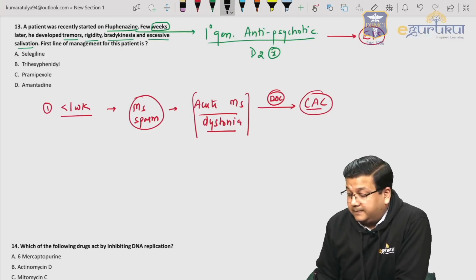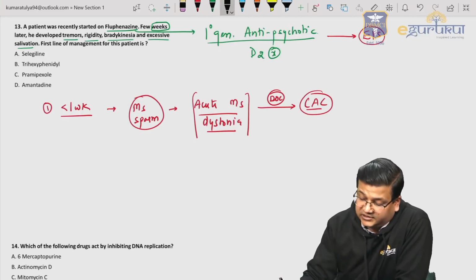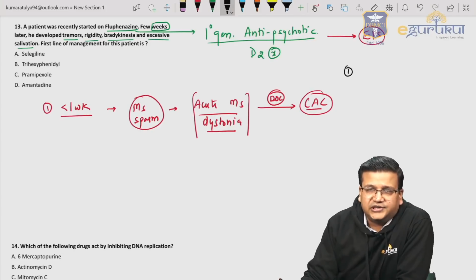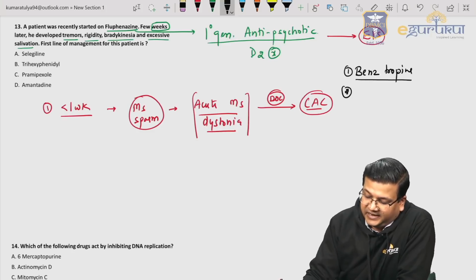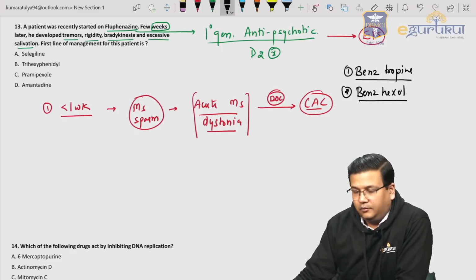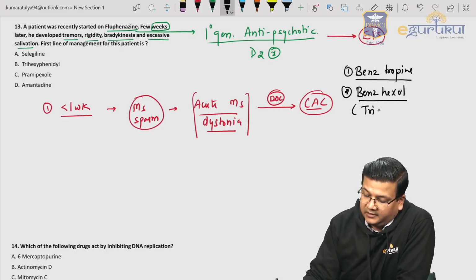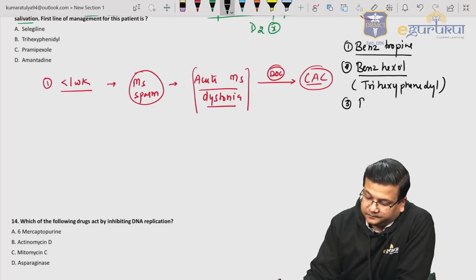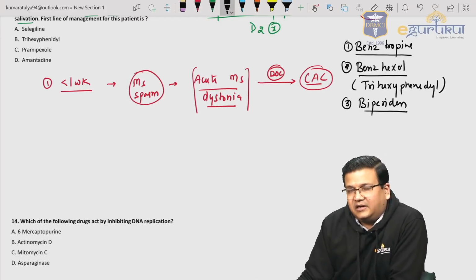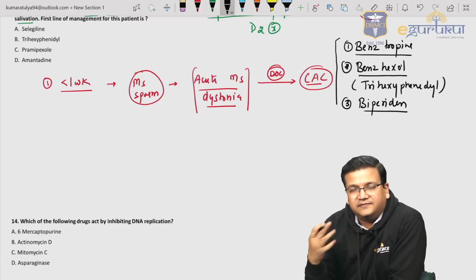Now which drugs should be remembered when we talk of centrally acting anticholinergics? Number 1, 3 B's are there. Anticholinergic is atropine, so remove A, add benz. Benztropine is the first one. Then keep benz, remove tropine, bring in hexol. Benzhexol, also named trihexyphenidyl, is another name of the same drug. And the third B is biperidine. So these three are centrally acting anticholinergics. Any of them can be given and this spasm will go away in minutes.